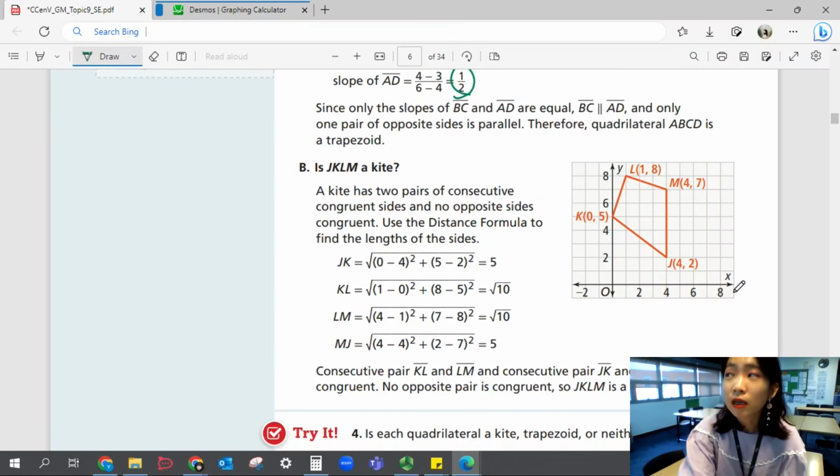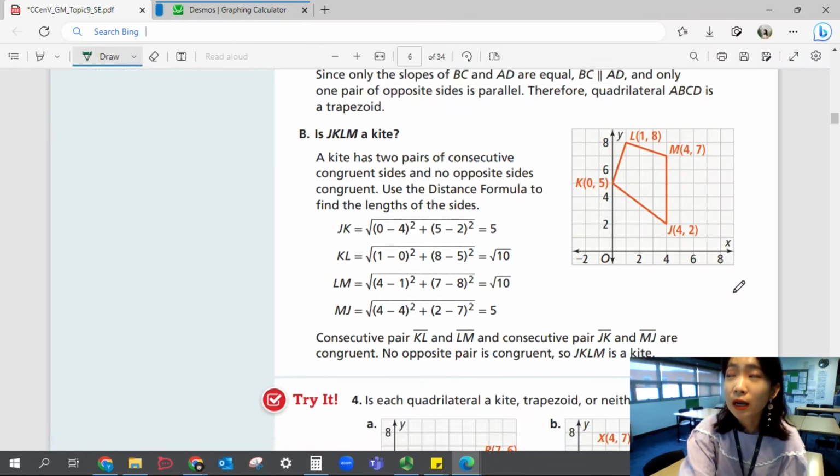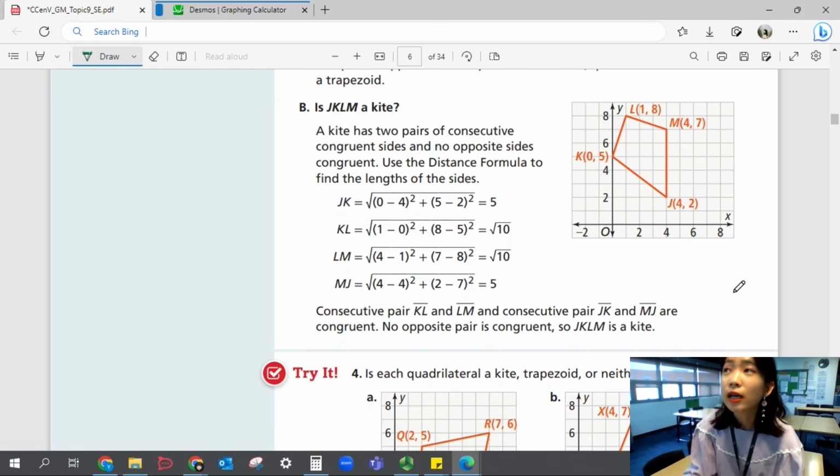Let's see how we could check a kite. Is JKLM a kite? A kite has two pairs of consecutive congruent sides. Okay, so the congruent sides are consecutive, they're touching each other. And no opposite sides are congruent. No, the opposite sides are not congruent. It's the consecutive sides.